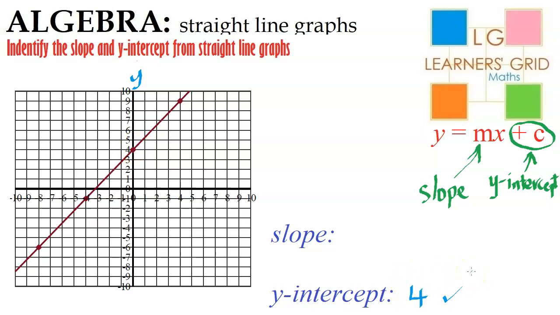Finished. Easy. The slope, though, is a little bit more difficult. I'll take 2 points on the line. So here's one right here, and here's one right here. So I'll take those two this time. And again, I have to make my way from that point all the way to that point and write it up as though it were a fraction.